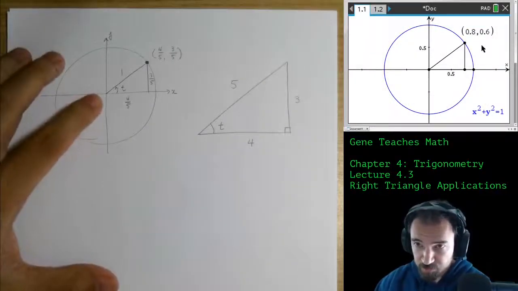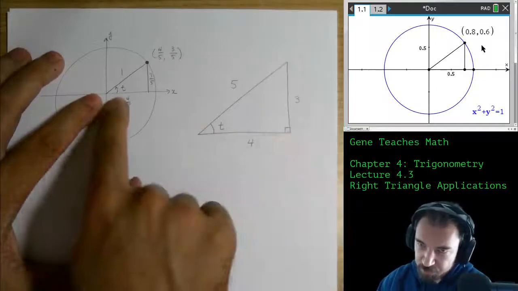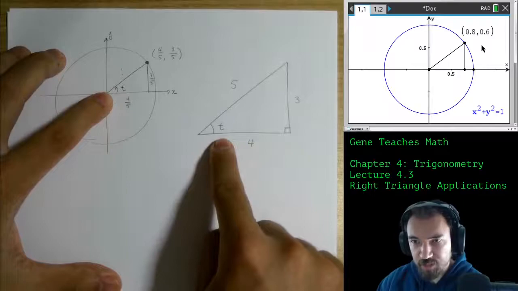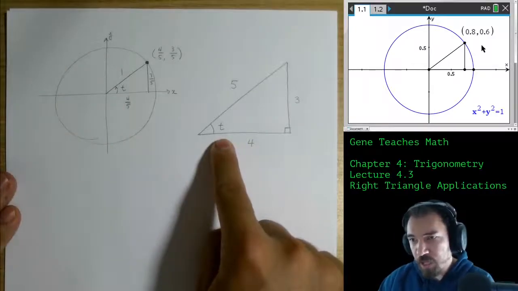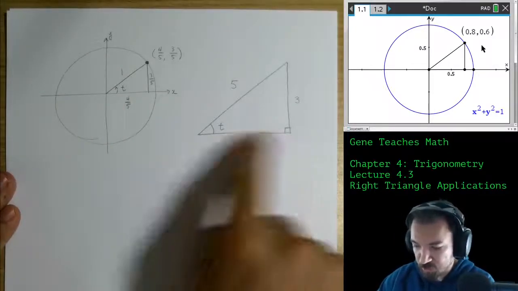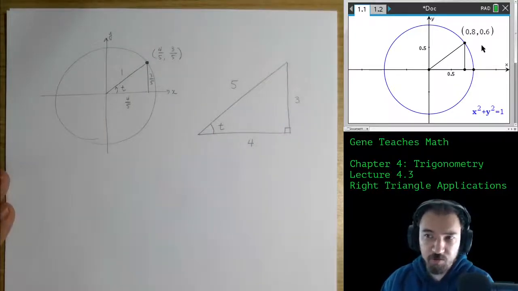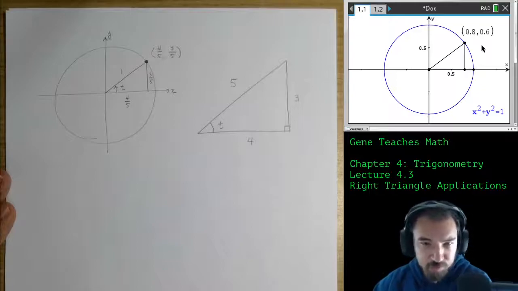So in the unit circle, we have this triangle. And this triangle is similar to this triangle, which means the angle measure t is the same in each case. So if we had the ability to take a protractor and measure this angle, or perhaps measure this angle, we could immediately know what angle t is. Well, let's use a protractor.